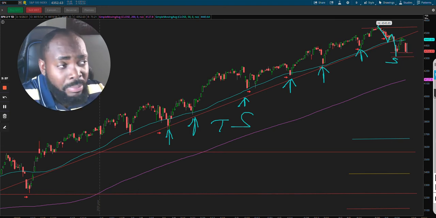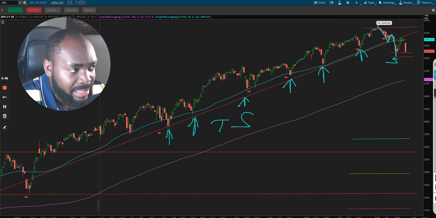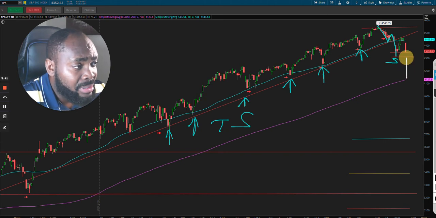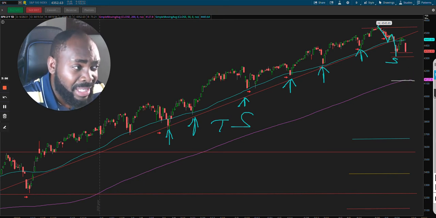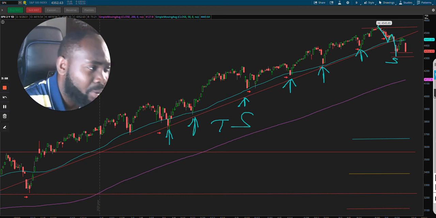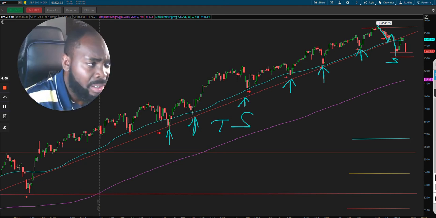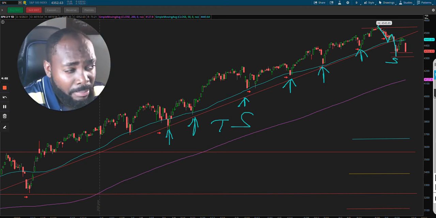There were no buyers in sight here, guys. So when the market opens tomorrow, guys, it's going to be super critical to see if this level holds. If the market wipes out this level, guys, we're coming all the way back down to the 200 SMA. So roughly on the S&P 500, we're talking about 100 plus points more to the downside.